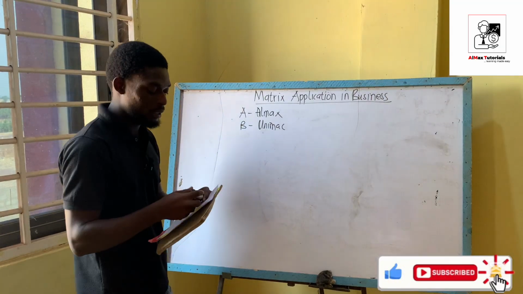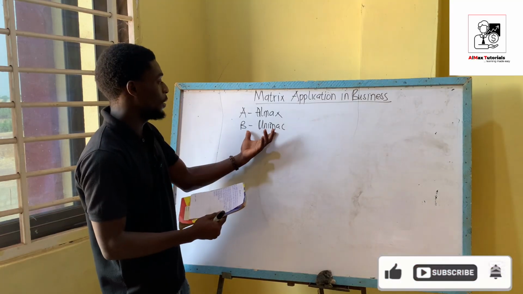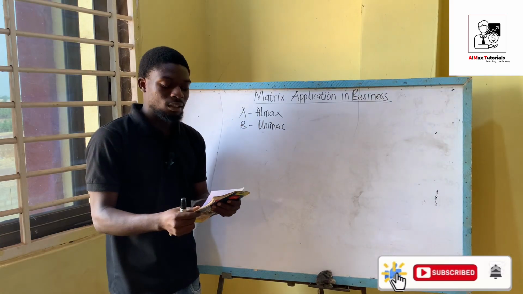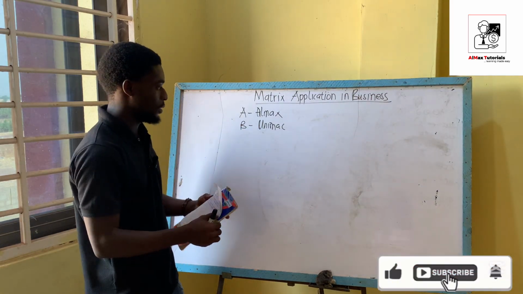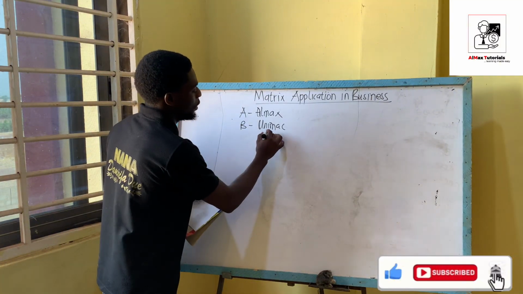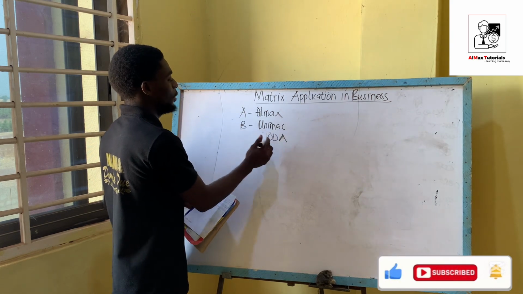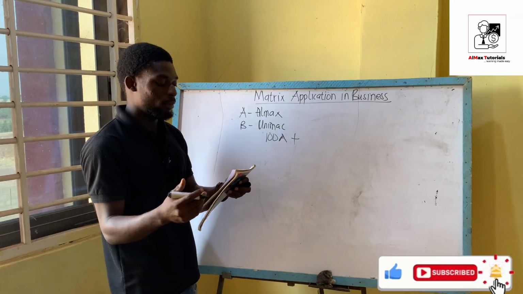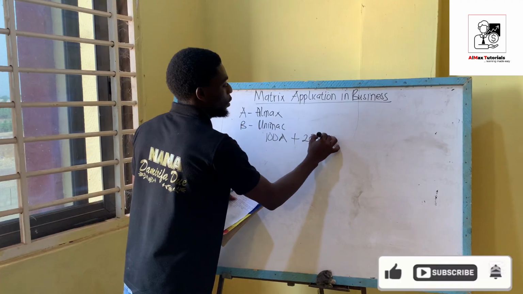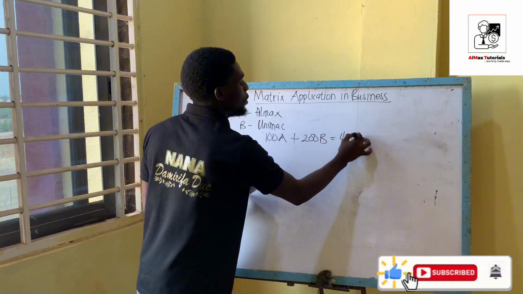Now, the first paragraph says that the portfolio consists of shares in two telecommunication companies, that's Armax, which we have represented by A, then Unimac, which is B. Currently, the portfolio includes 100 shares of Armax, which is A, and 200 shares of Unimac, which is B, and gives us a combined market value of $420.